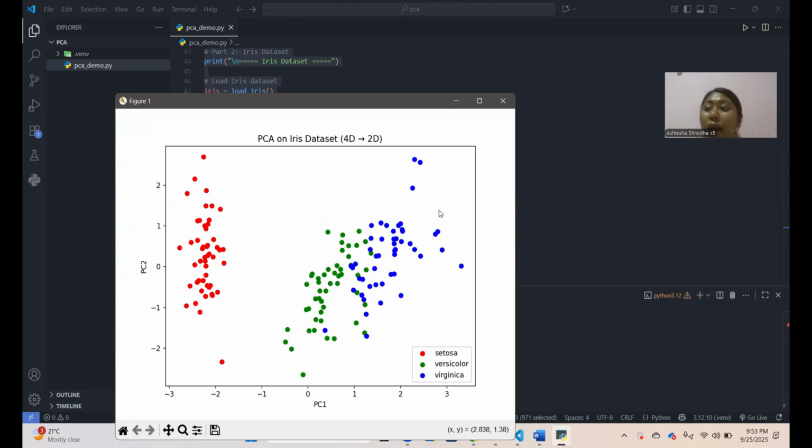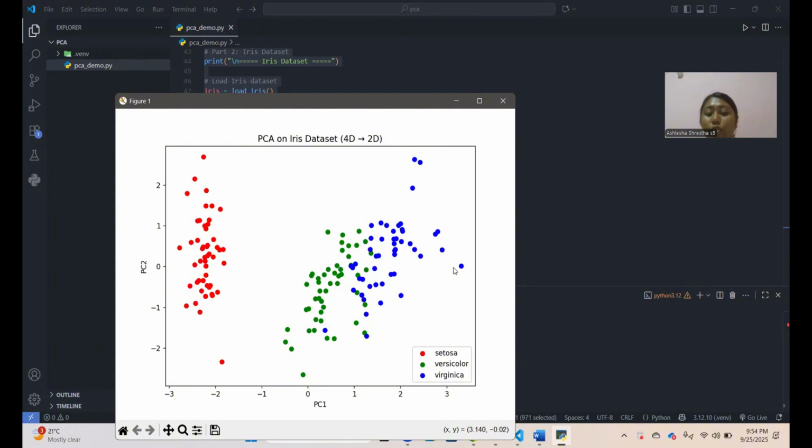And to summarize, PCA involves centering the data, computing the covariance matrix, finding eigenvalues and eigenvectors, and sorting eigenvalues to choose principal components, and projecting the data into a new subspace. So PCA is widely used in data science, machine learning, and pattern recognition for dimensionality reduction and visualization.